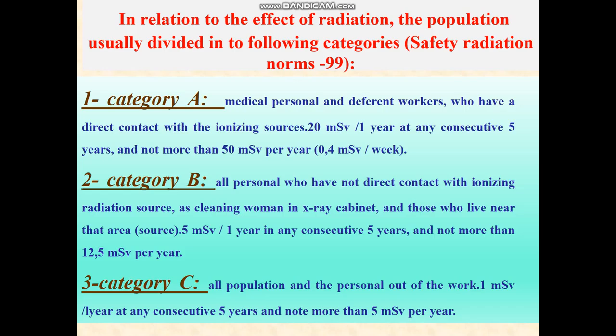Category B: all personnel who have no direct contact with ionizing radiation sources, such as clinic women in the X-ray cabinet, and those who live near that source area. Category C: all the population and the personnel out of work. 1 millisievert per year, averaged over any consecutive 5 years, and not more than 5 millisievert in any one year.